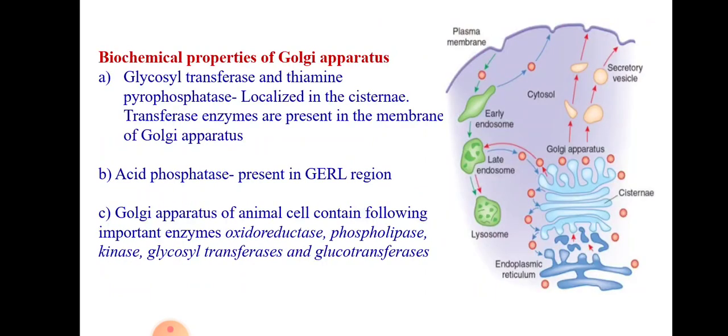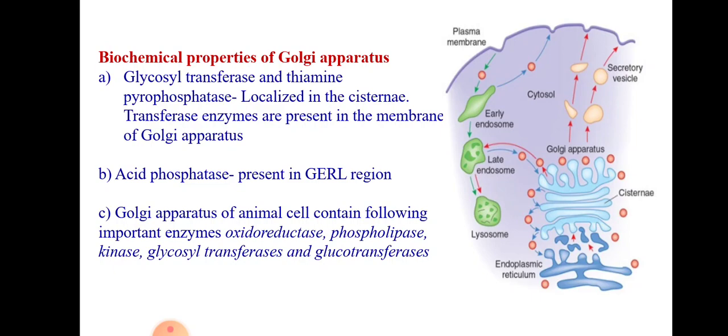As far as the biochemical properties of the Golgi apparatus are concerned, one is glycosyl transferase and thiamine pyrophosphatase localized in the cisternae. The transferase enzymes are present in the membrane of the Golgi apparatus itself. And the second one is acid phosphatase present in the GERL.